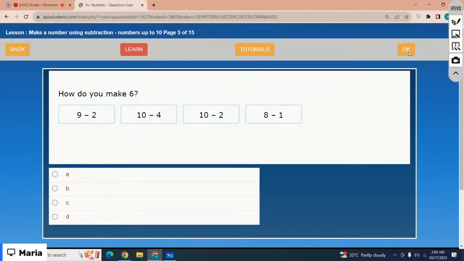The correct option is option number B. Very good. 10 take away 4 makes 6. So option B is the correct option.